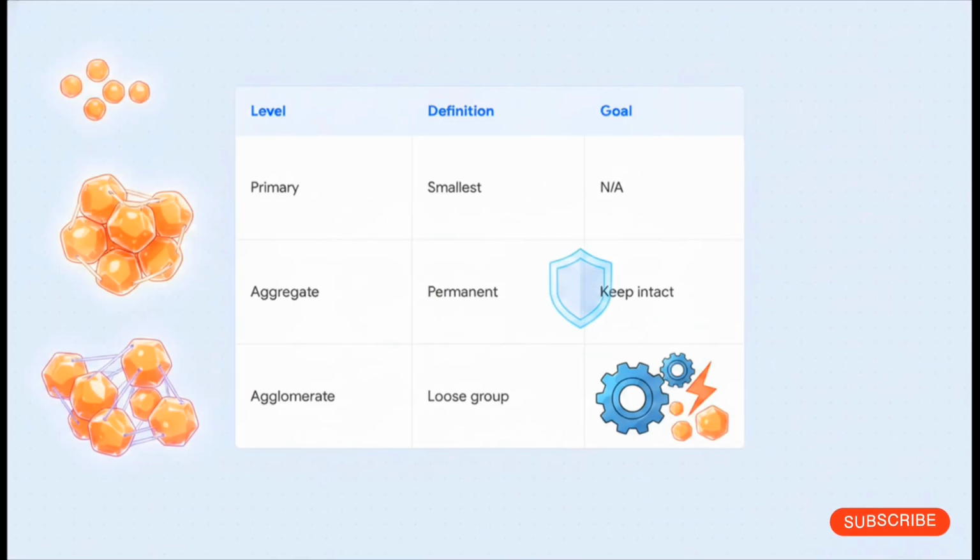Moving into Section 2, Pigment Particle Structure Explained. Okay, there are 3 distinct levels of pigment particles, and knowing the difference here is absolutely critical for the compounding floor. At the top, we have the primary particle. That's your smallest, most basic individual unit.